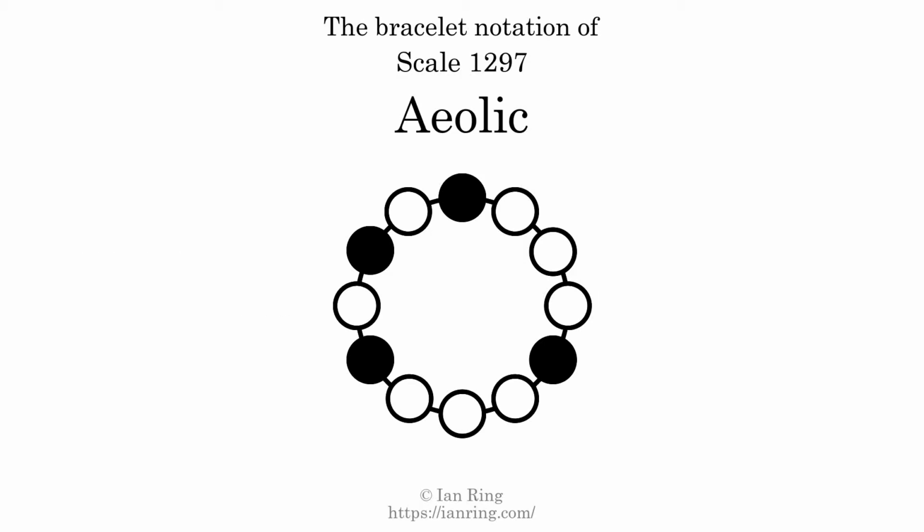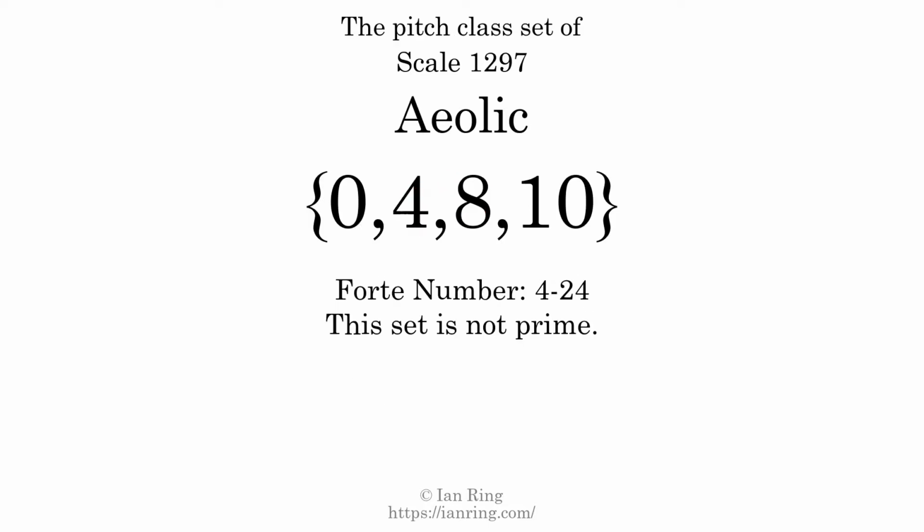This is a bracelet notation diagram of scale 1297. The shaded circles represent tones that appear in the scale, and they are read clockwise, starting at the top. The pitch class set for this scale is 0, 4, 8, 10. The fault class is 424. This set is not prime.